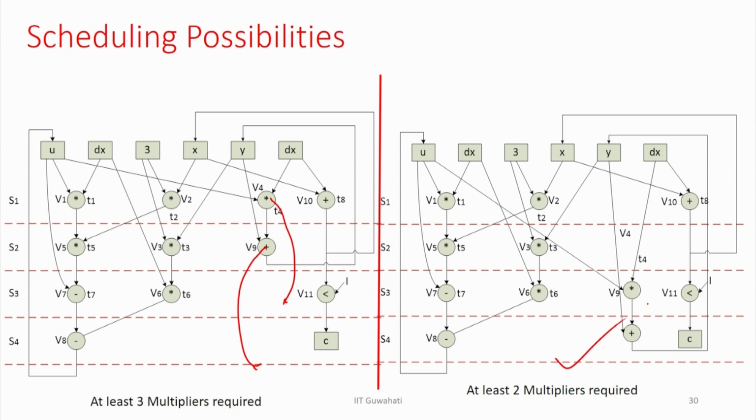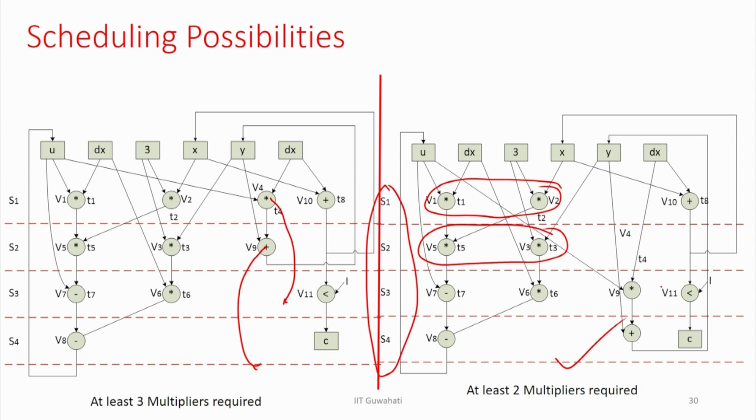The advantage here is that I still have 4 time steps, I am executing the whole thing in 4 time steps, but now I have a maximum of 2 parallel multipliers. So, I need a maximum of 2 multipliers instead of 3 multipliers. So, this is better than this.